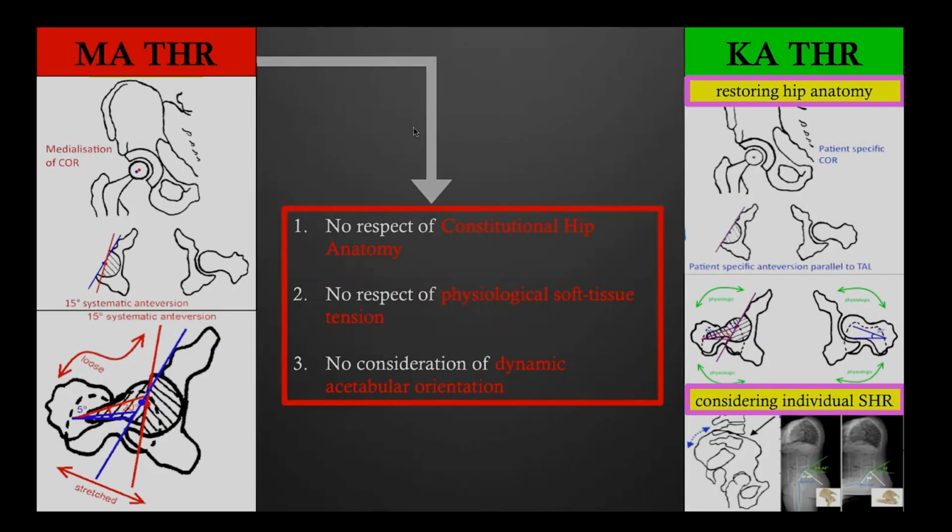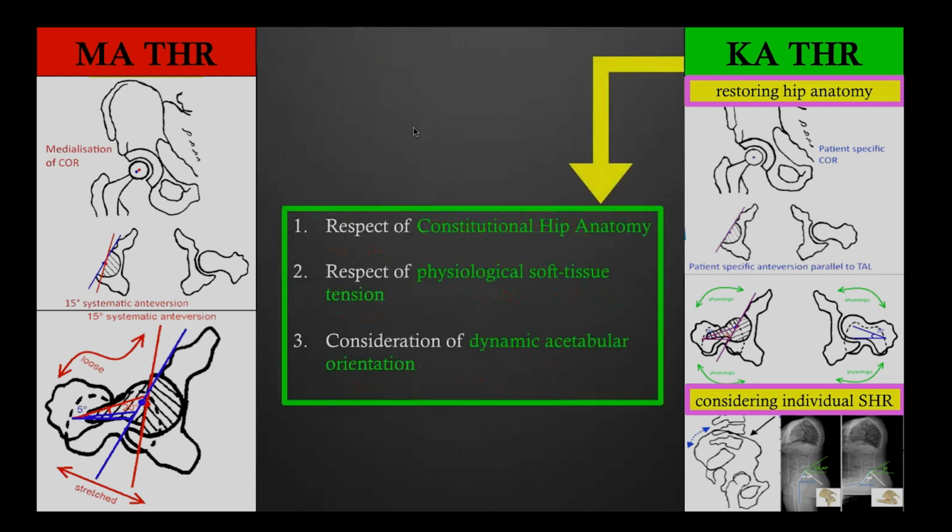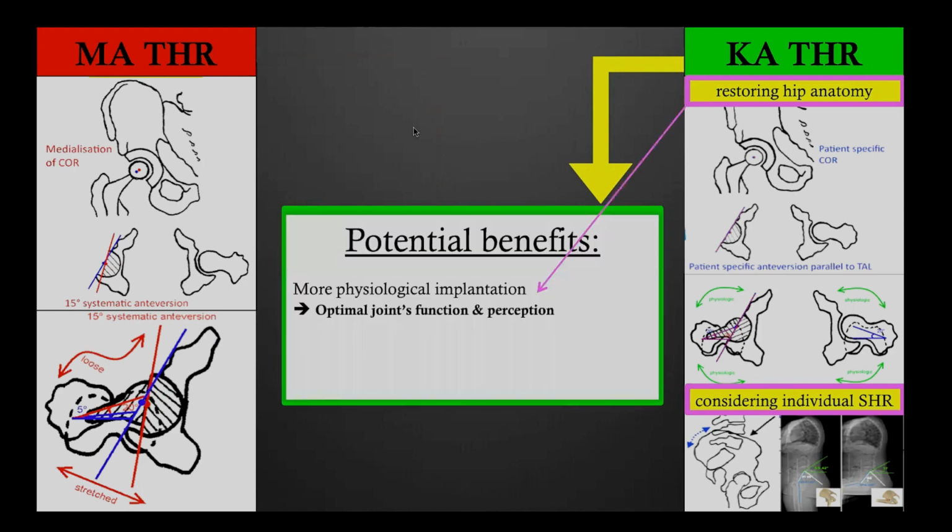When you look at the limitations that I highlighted before, it is likely that the kinematic technique will solve them because it restores the anatomy, it preserves the physiological soft tissue balance of the hip, and it considers the dynamic acetabular orientation. There are multiple potential benefits. The more physiological implantation will probably improve the prosthetic joint's function and perception. And improving the dynamic interaction between the components will probably reduce the risk of mechanical failure, prosthetic impingement, and edge loading, as I said before.